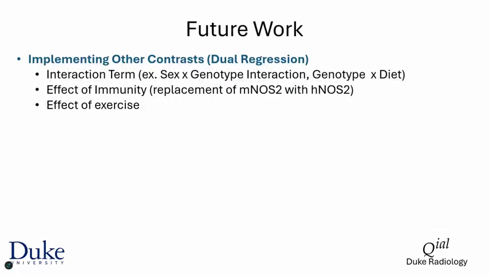For future work, we hope to implement other contrasts. We want to understand the interaction term, specifically sex or genotype interaction. We also want to look at the role of immunity. So in previous presentations, we saw that immunity actually plays a very strong effect on the risk for Alzheimer's disease. We hope to use our data on replacing the mouse NOS2 gene with the human NOS2 gene, and we want to investigate the effect of exercise.